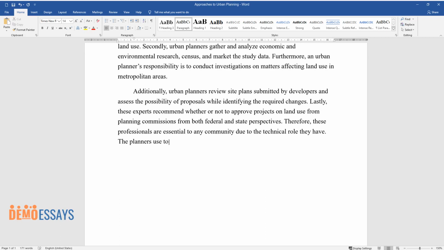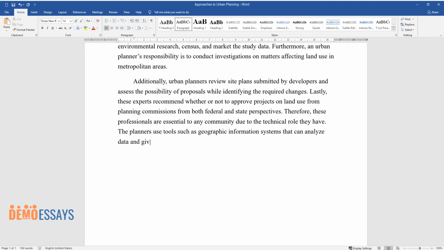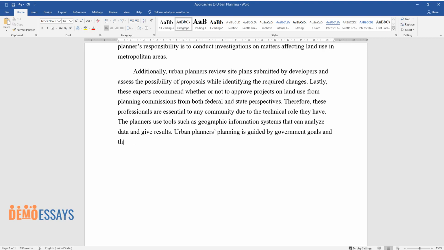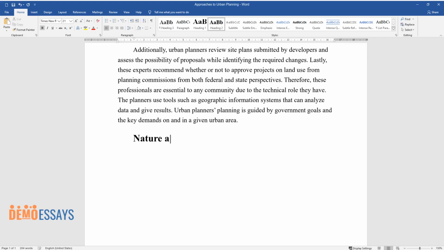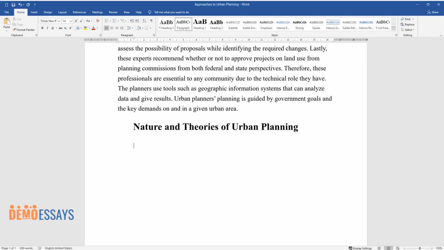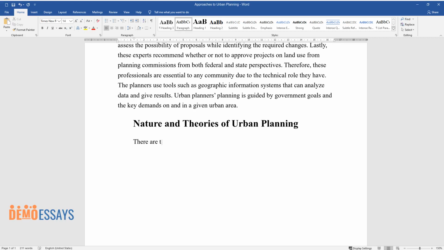The planners use tools such as geographic information systems that can analyze data and give results. Urban planners' planning is guided by government goals and the key demands in a given urban area. Nature and theories of urban planning. There are theories of planning that give nature to urban design.